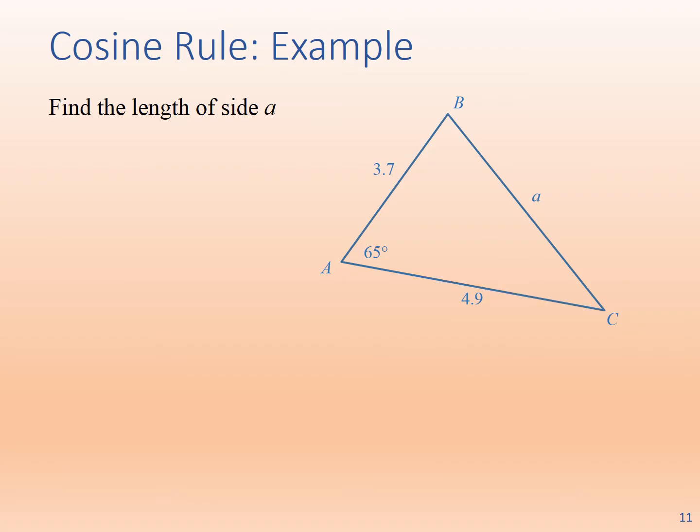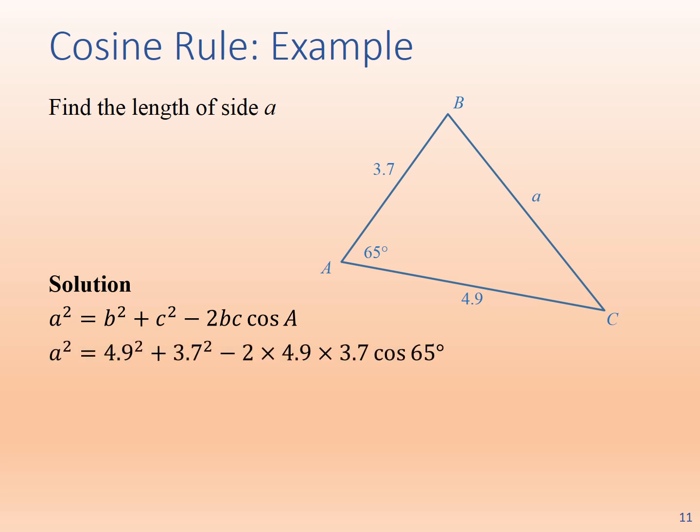In this example, we are trying to find the unknown length a in this triangle, and we know the two other sides there and the included angle, so we can use the cosine rule straight off in its original form, a squared equals. So we substitute for b and c and angle A, and then we calculate that out on our calculator. We'll get our a squared first and then take the square root of that to get 4.7.